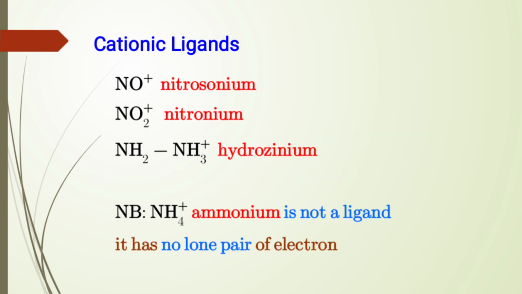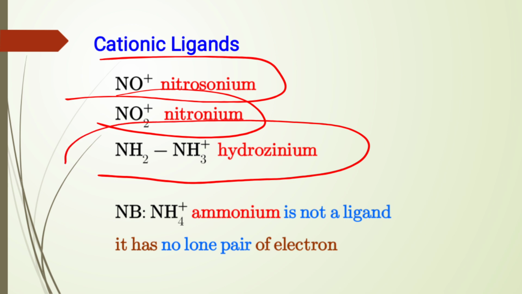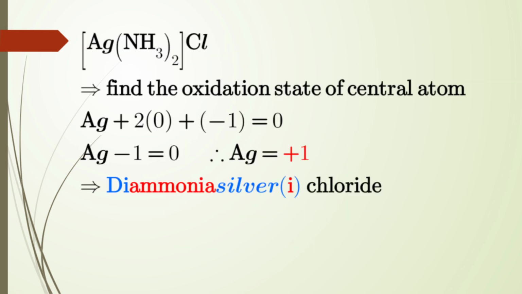So we have also cationic ligands. We have nitrosonium, and then we have nitronium. Then we have hydrazinium, NH2NH3+. Then remember this, ammonium has a positive charge, but it is not a ligand because it cannot donate a lone pair of electrons. So I hope you are going to note this point.